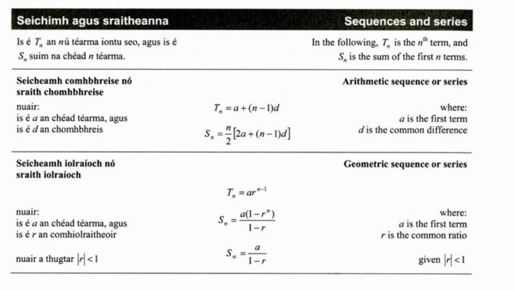So the next method we're going to look at is going to be using something from your log tables. So here is the sequences and series page. On the sequences and series page, we're dealing with the arithmetic sequence up here, and we're looking at this formula for Tn. So Tn equals a plus n minus 1 times d, where a is the first term and d is the common difference. And they've also given us up here, Tn is the nth term.